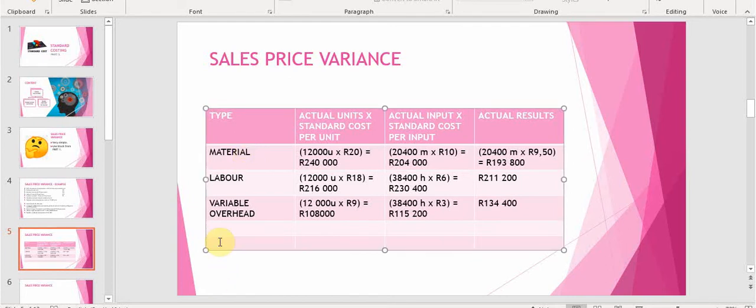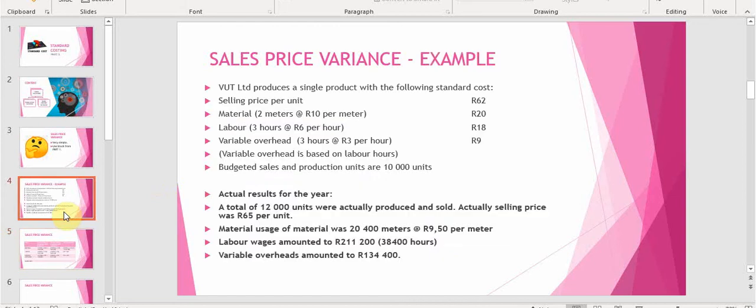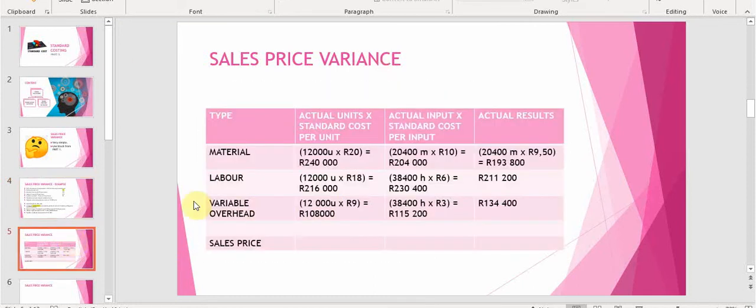So I'm going to add here the sales price as one of the types that is calculated from block, and here we will now simply follow the instruction. The first column says actual units times standard cost per unit. So now instead of the cost, we will look at the standard price. So if I go back to my question, the actual units that were sold were 12,000 units, and the standard selling price was 62 Rand. So there I have my actual units and my standard price, and I am simply going to times it.